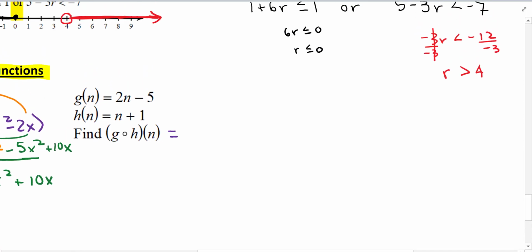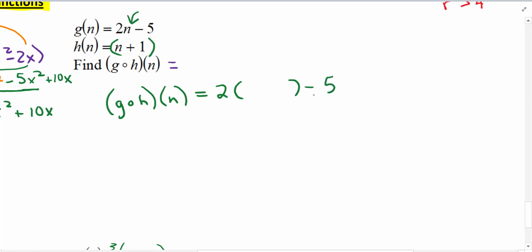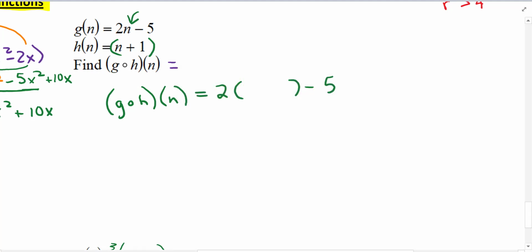All right, so when you compose a function inside a function, that means this whole function right here gets composed right inside there. All right, so g of h of n. So I'm going to take this g function, 2, and where there's an n, I'm going to put parentheses. Notice, this is the g function. 2n subtract 5, and where the n was, we're going to insert the h function, which is n plus 1.